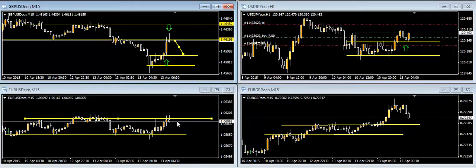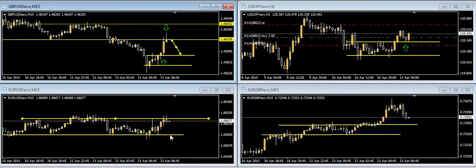If you notice on our euro dollar, price is declining at the moment, and we are expecting price to get back to this area of support and then possibly a breakthrough. Now here we have a tweezer top being formed at resistance.